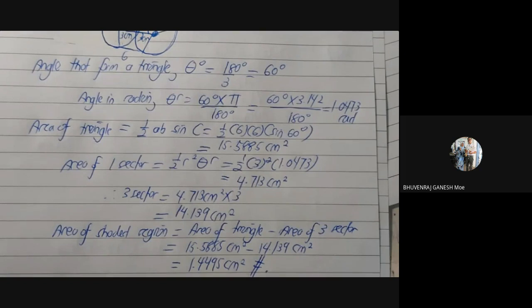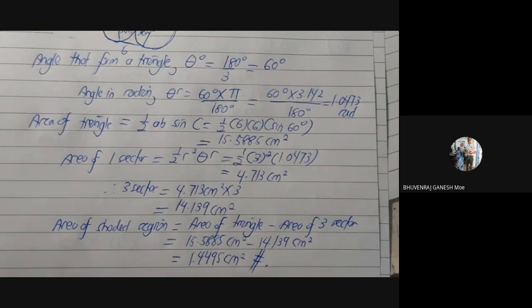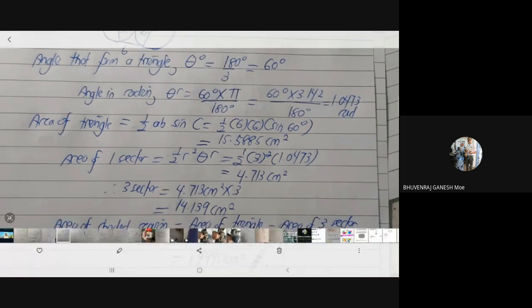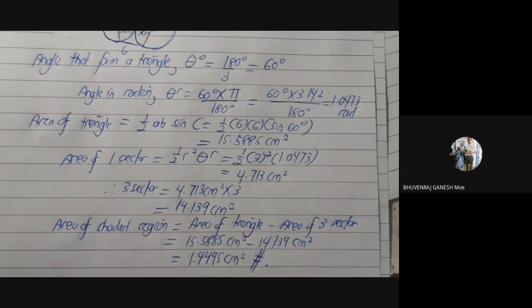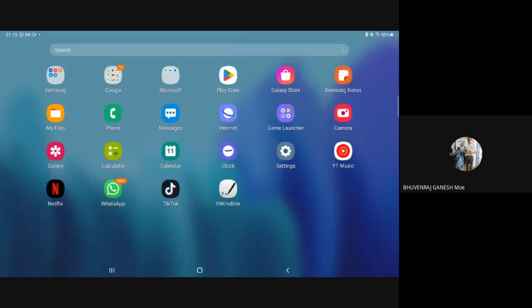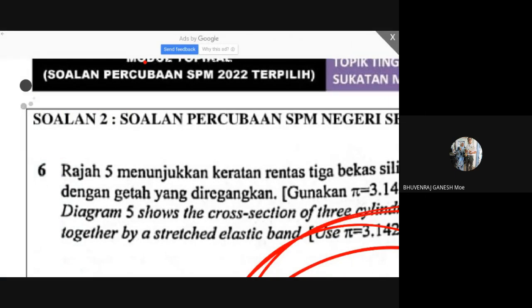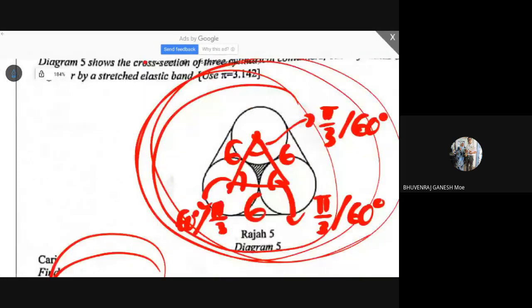And then area of one sector, kamu tak perlu cari tiga sector berasingan, guys. No need to find three sector separately the area because the area is same. So just get one sector area direct times 3. So you will get this answer. Then you take the area of triangle, luas segitiga tolak luas tiga sector, area of three sector. So you will get this answer, 1.4495. Can you understand, guys? Boleh faham soalan ni? I know it's a bit hard, this question, but I hope you understand. Try to comment if you understand. Understand now?